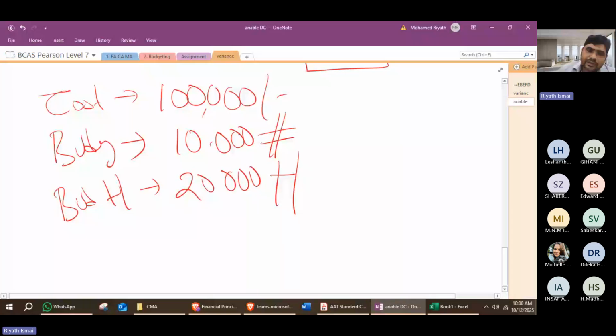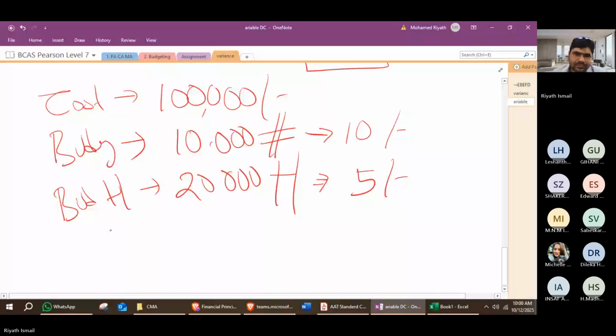If they use this machine to produce 1 unit of output, what's the total fixed cost per unit? 10 rupees. If you use this machine for 20,000 hours, the estimated cost is 100,000. Then how much per hour? 5 rupees. Am I right?